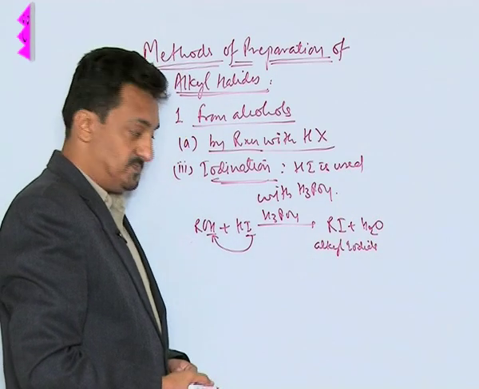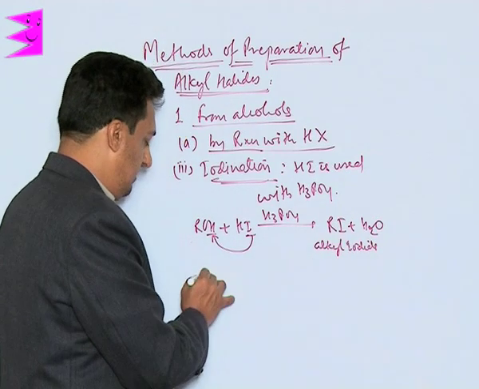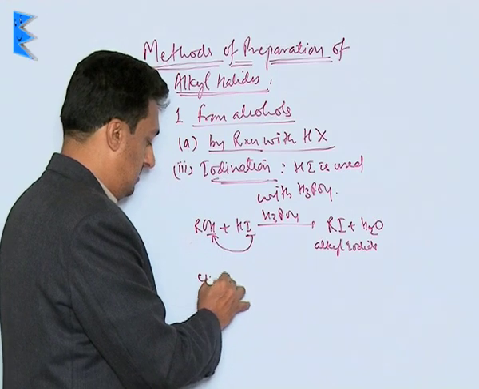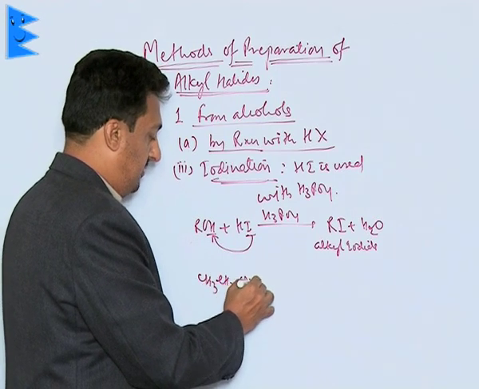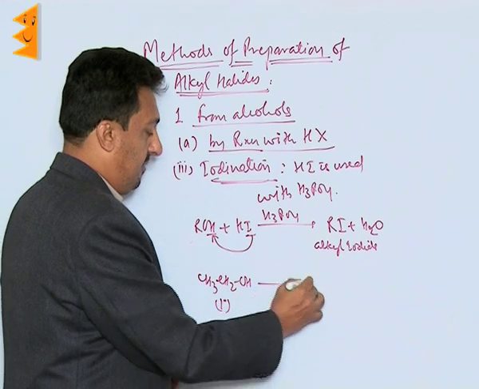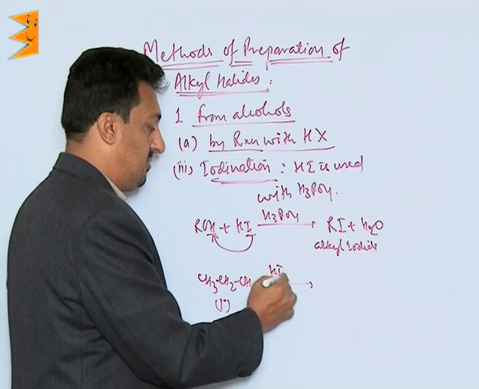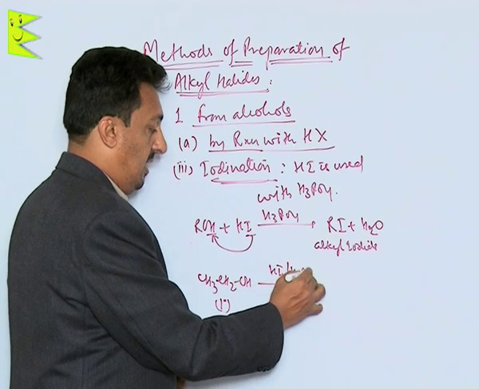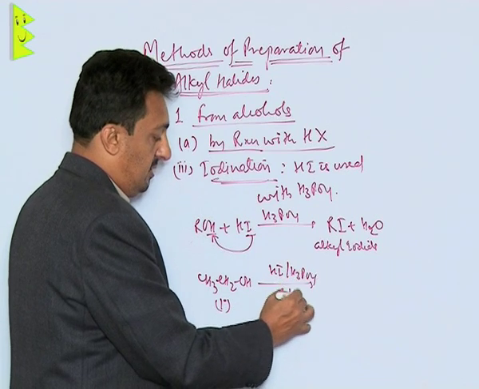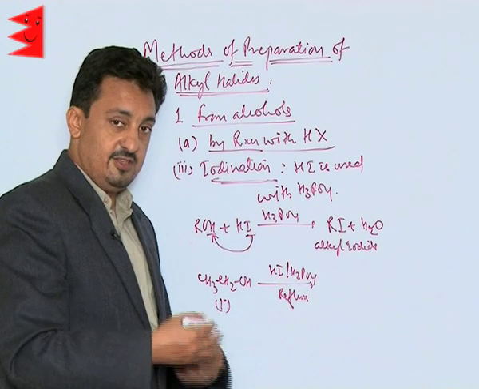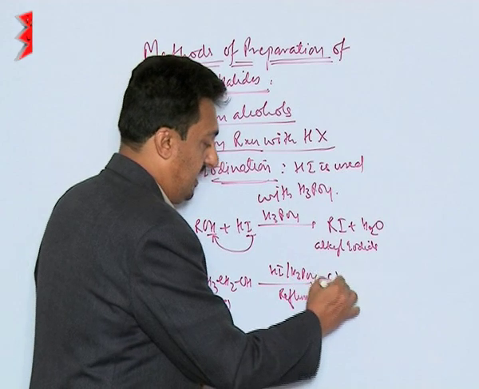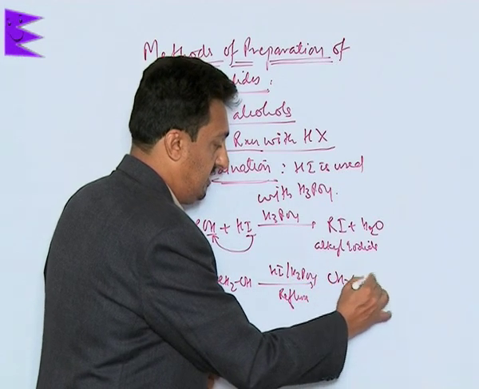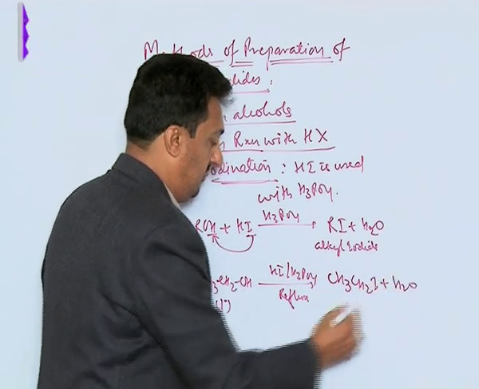This is what we get. Now, suppose we have a primary alcohol, we need to take HI, H3PO4, and reflux is also done, continuous heating, then only what we get is the corresponding alkyl iodide and then water.